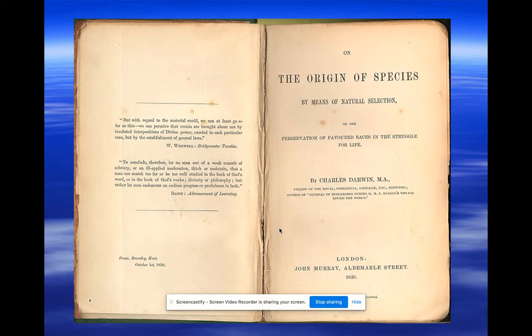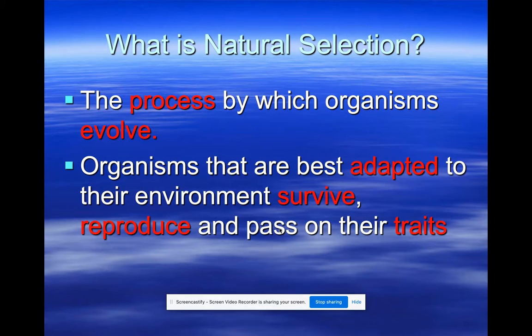So he was met with some challenge from the religious community. So at the time it was considered a very controversial book. Today it's considered just one of the great books ever written. So whether you want to challenge the theory of evolution or not, we're just going to talk about the scientific process here. Okay, so what is natural selection? It's the process by which organisms evolve or change over time.